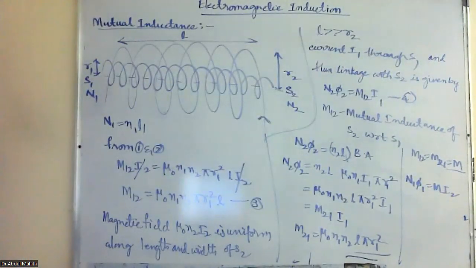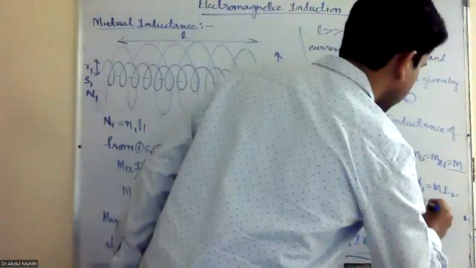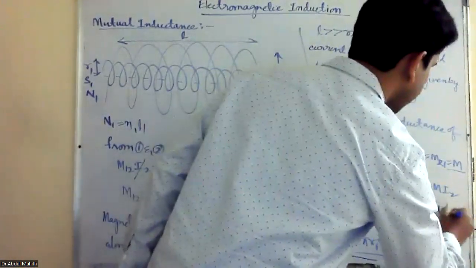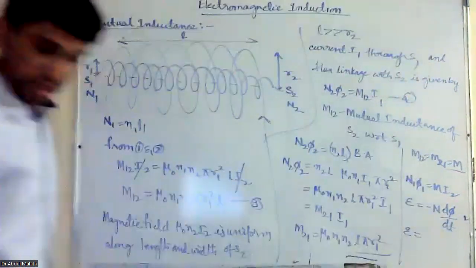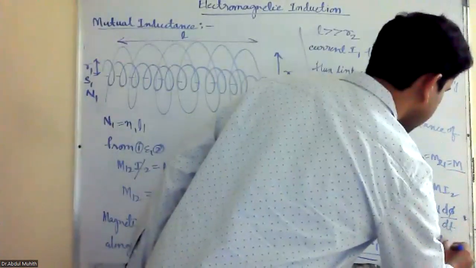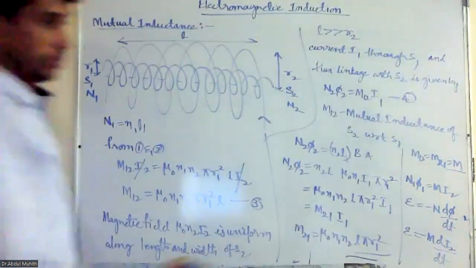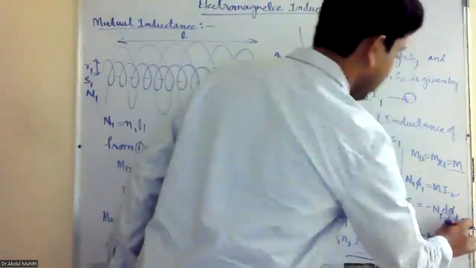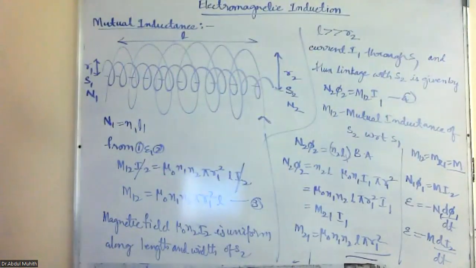We also have another formula. According to Faraday's electromagnetic induction, E is equal to minus N d phi by dt. The same thing can be written as E is equal to minus M into dI2 by dt. So this is the formula for the induced current. Please copy this.